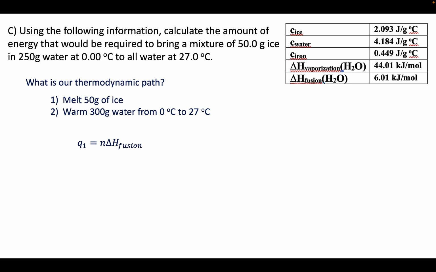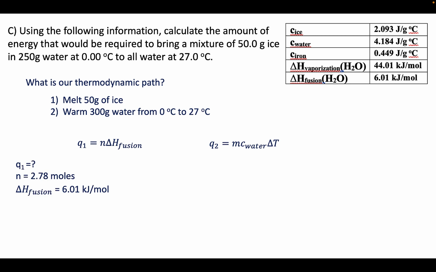Q1 is equal to the enthalpy of fusion, this is melting or freezing, multiplied by the number of moles that are involved. And we can see that from the definition of delta H fusion in the table above. And Q2 is a warming process, so mC delta T. The mass times the specific heat of water times the change in temperature will give us the energy associated with process 2. Let's look at Q1 first.